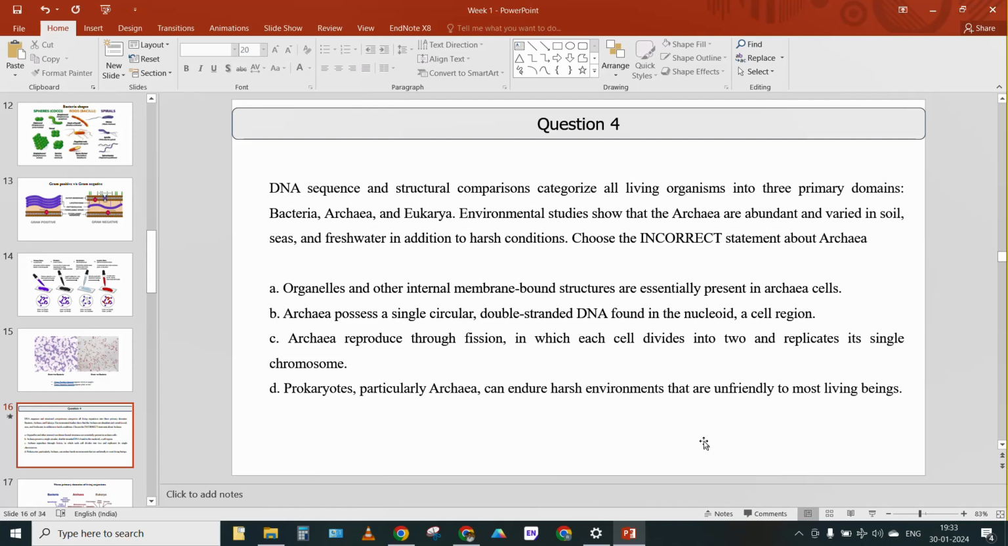So the statements are: Statement A, organelles and other internal membrane-bound structures are essentially present in the archaea cells. Statement B is archaea possess a single circular double-stranded DNA found in the nucleoid, a cell region. Statement C is archaea reproduce through fission, in which each cell divides into two and replicates its single chromosome. And statement D is prokaryotes, particularly archaea, can endure harsh environments that are unfriendly to most living beings.